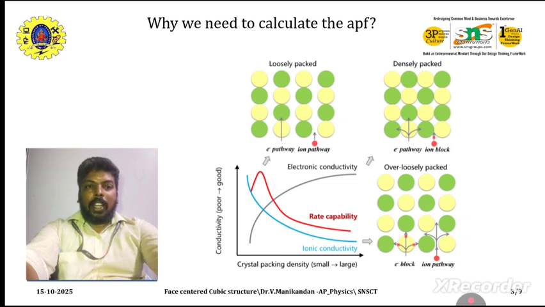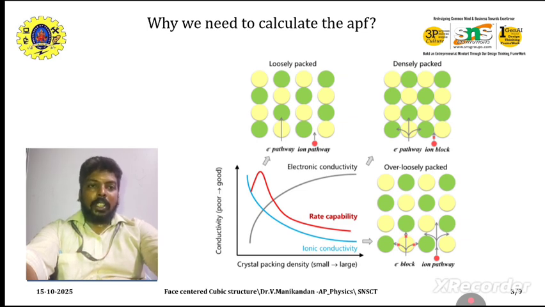According to the packing of the atoms, the physical properties change. As crystal packing density increases, some physical, chemical and mechanical properties will change. For example, you can see the graph. As crystal packing density increases, ionic conductivity exponentially decreases, whereas electronic conductivity increases.